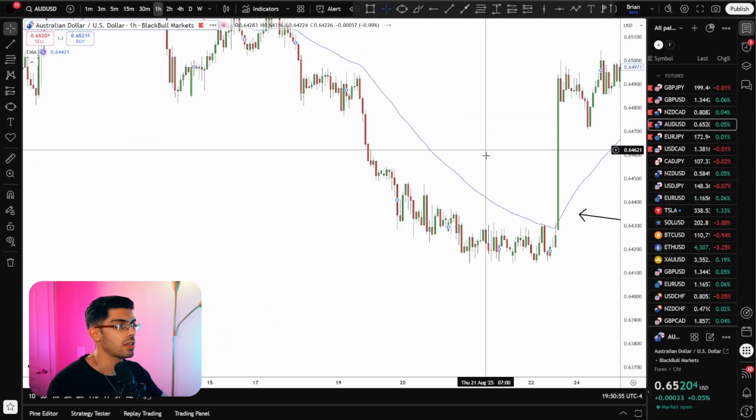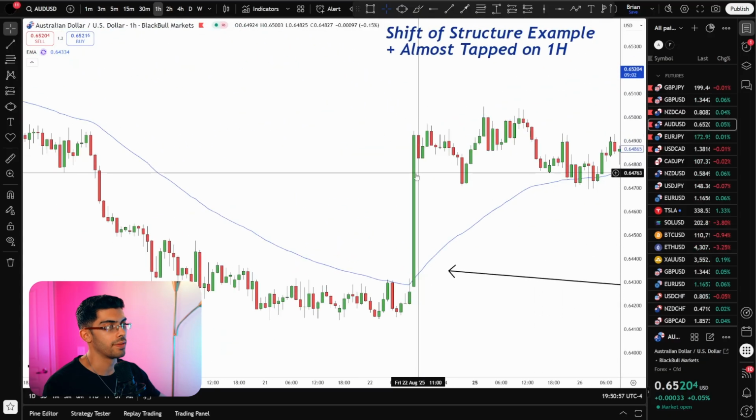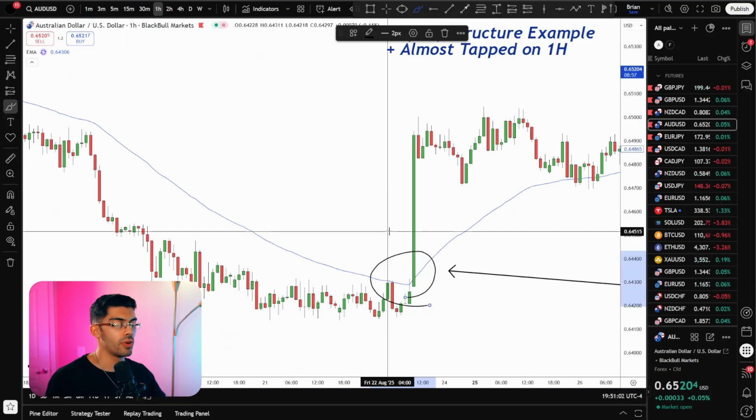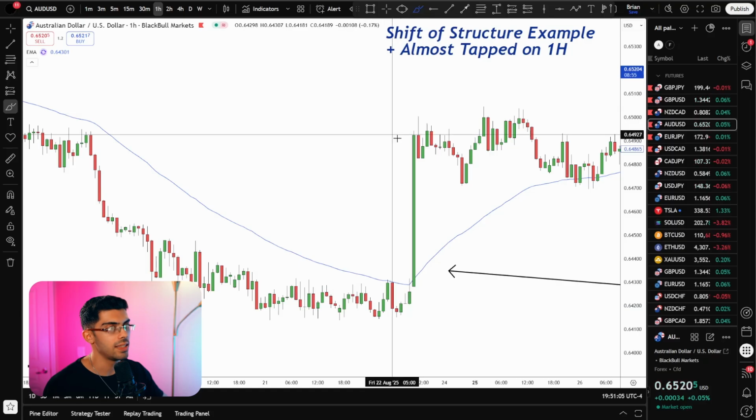So this is another very interesting example here on AUD USD, because here we have two things to look at. Let's focus on the first one. Here we have a market structure shift. Obviously, this is a huge move up. That could have been news, could have been something else. But the point is, look at the EMA, right? So you see this candle form.